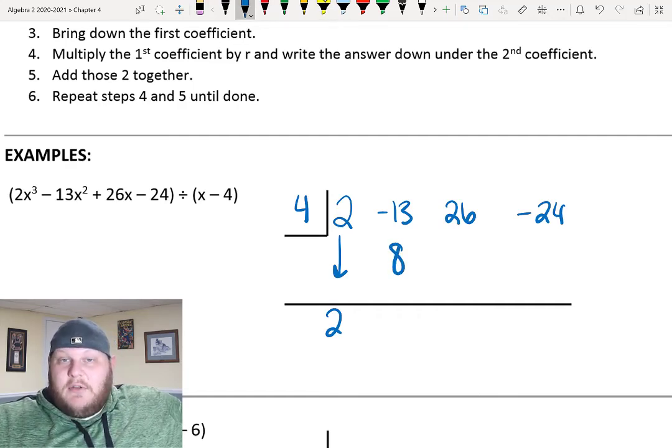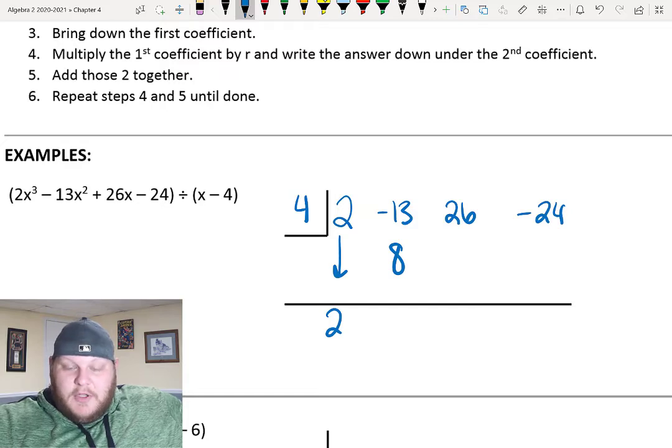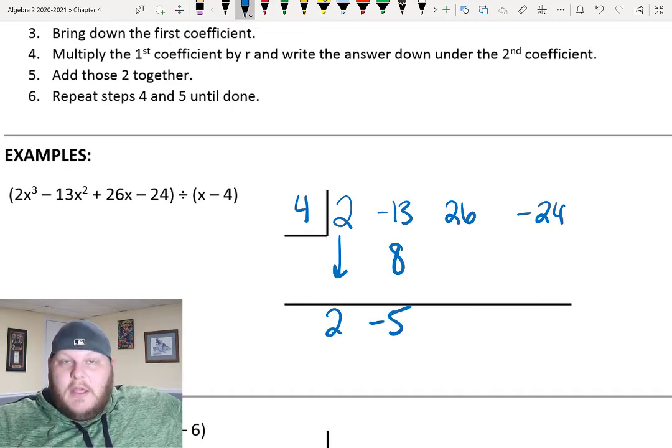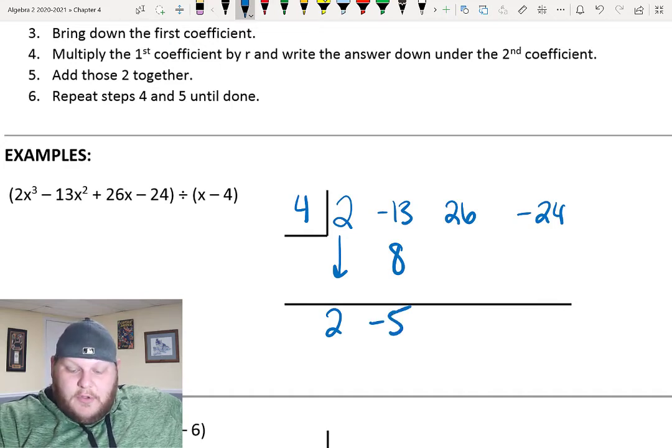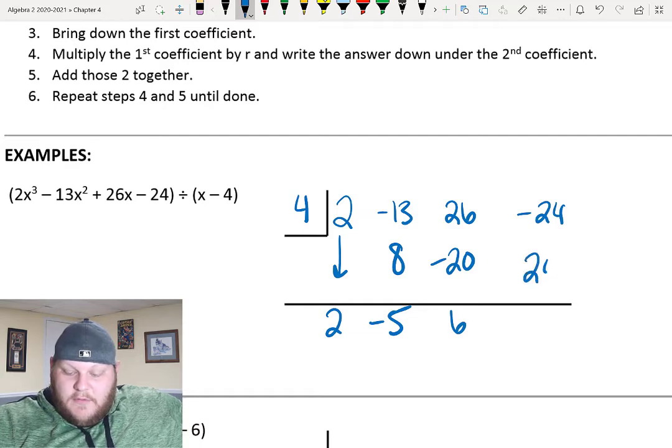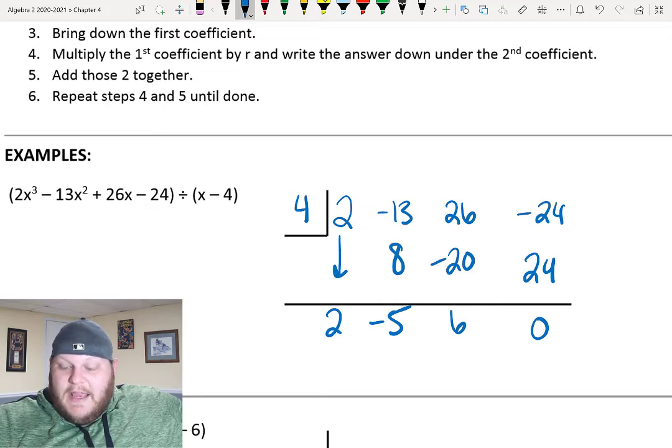And then just like I would do in long division, I just add up going down. So negative 13 plus 8 gives me a negative 5. And I repeat the process over again. 4 times negative 5 gives me a negative 20. Add them up and I get 6. 4 times 6 is 24. Add them up and they get 0. Now that last term there, that's my remainder. Because that last term is always going to be after my constant.